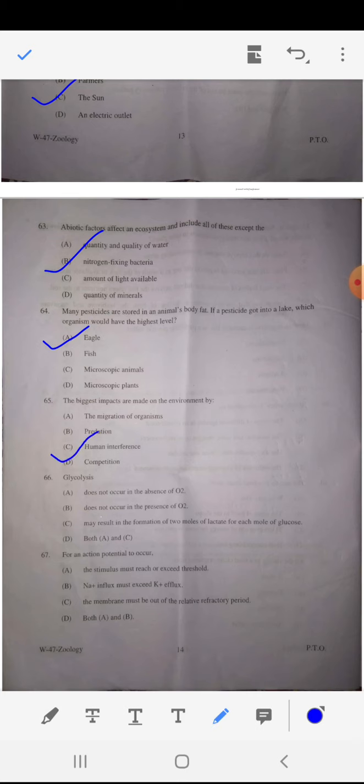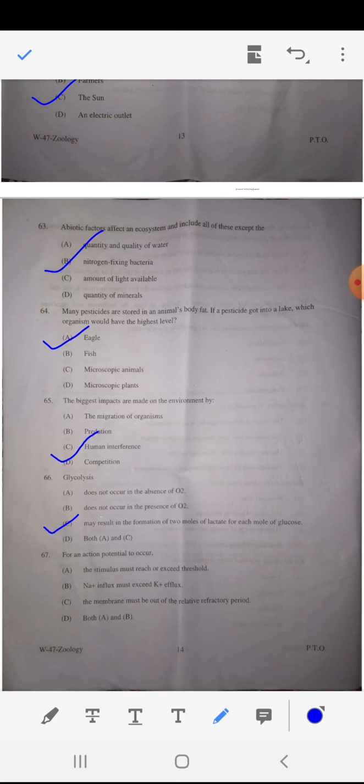Then question number 66: glycolysis does not occur in the absence of oxygen, does not occur in the presence of oxygen, may result in the formation of 2 moles of lactate for each mole of glucose, and the last one, D, both A and C. Here the correct answer is option C, may result in the formation of 2 moles of lactate for each mole of glucose. This is called anaerobic glycolysis, that is fermentation.